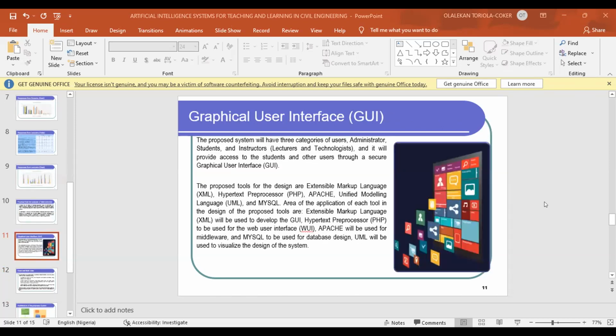The graphical user interface, which is shown, is the proposed system, where we have three categories of users: the administrator, the students, and the instructors.